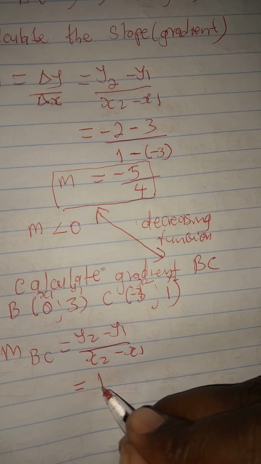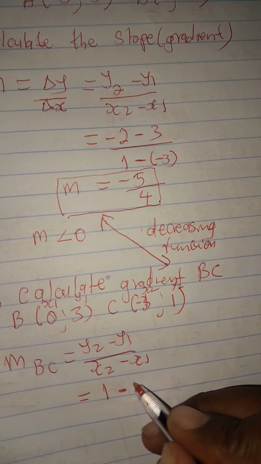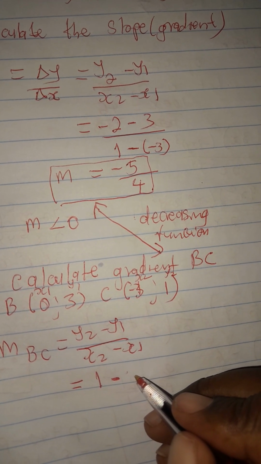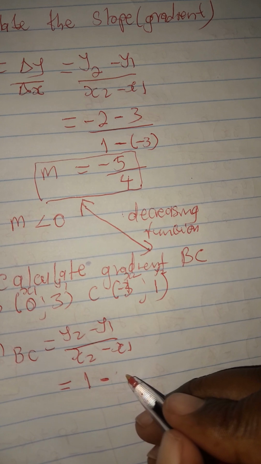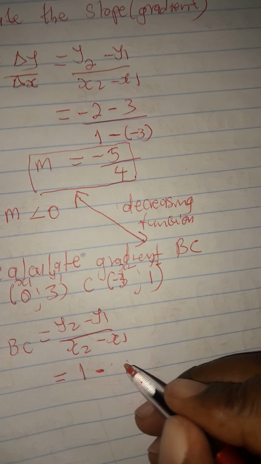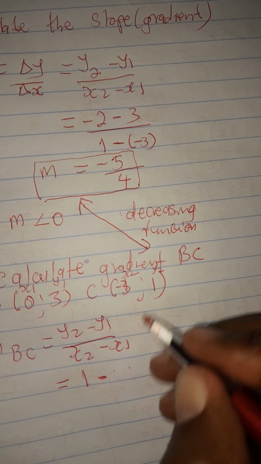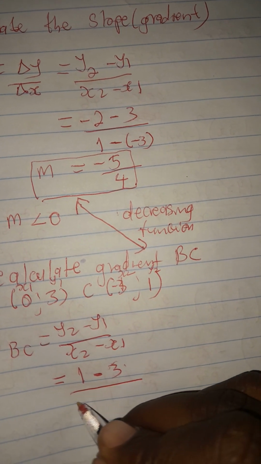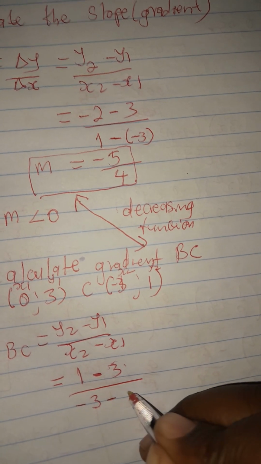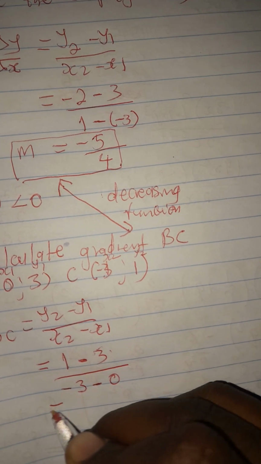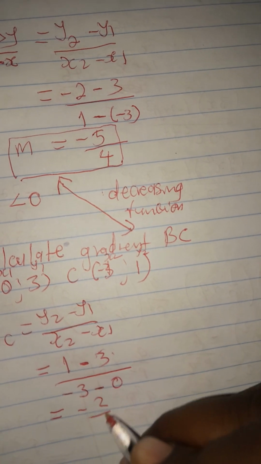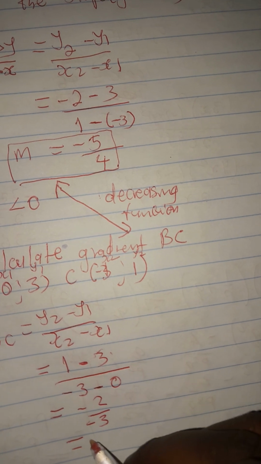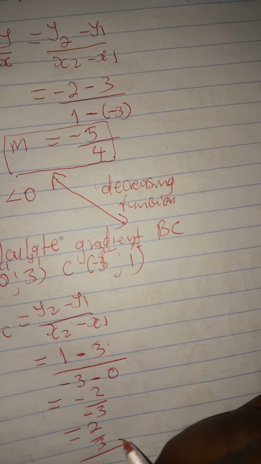Your y2 is 1. Your y1 is 3. What about your x2? Your x2 is -3. Your x1 is 0. So what is 1 minus 3? That's -2. -3 minus 0 is -3. So we have 2 over 3 as our gradient.